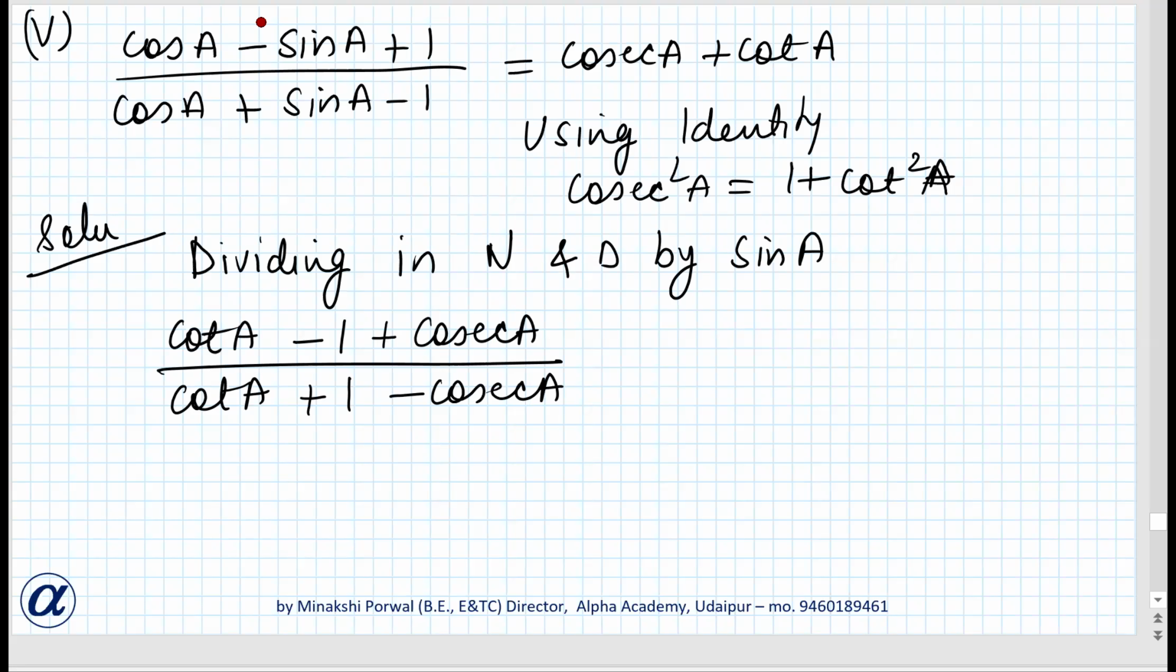Is it clear? How did this step come from this step? Is it clear how I got this step from this step? Yes, ma'am. Others, apart from Siddharth, has everyone understood how this happens? Yes, ma'am.